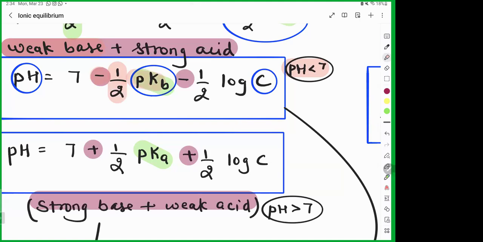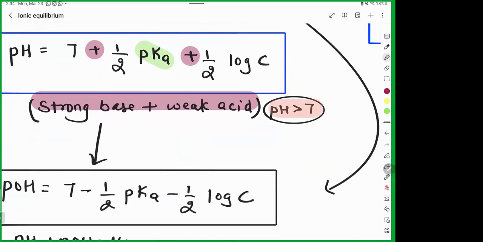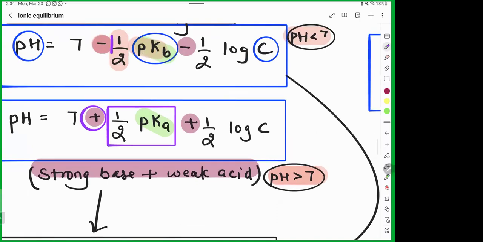If you have weak acid and strong base, overall it is a strong base, and you know strong base has pH value more than 7. That's why you will see here a plus sign, to represent more than 7. Second, because you have weak acid, that's why half pKa. For weak base you will use half pKb, correct? And the overall sign of half log C is exactly same.